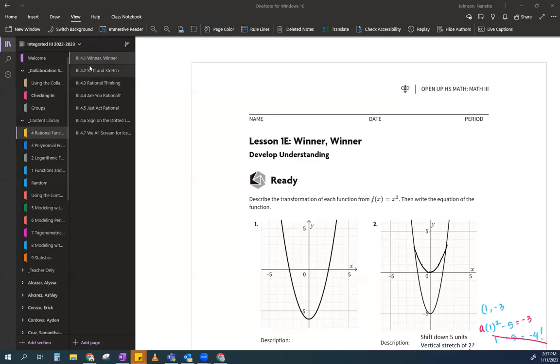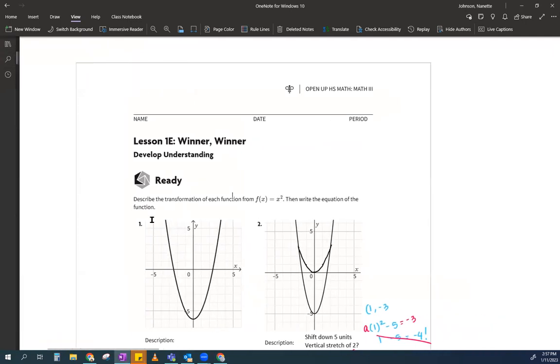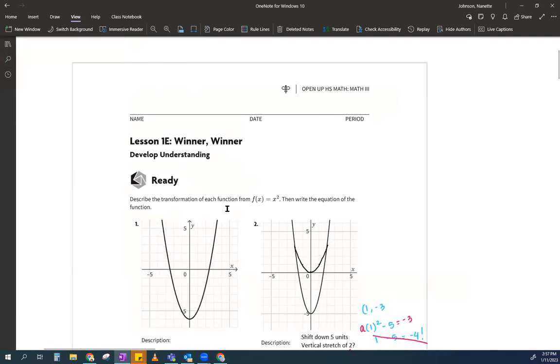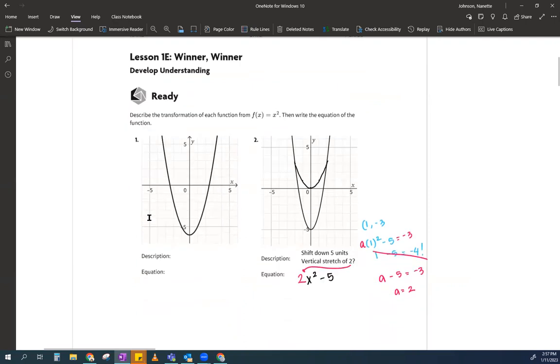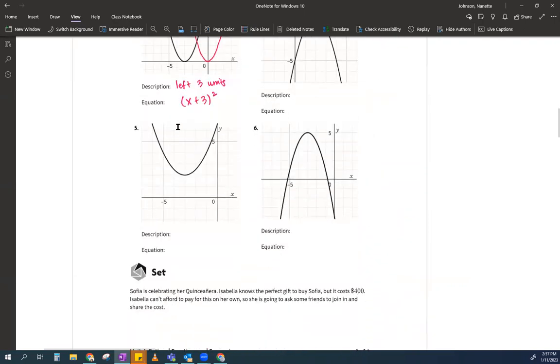All right, so we're going to go over 4.1, ready, set, go, number 5. It says, describe the transformation of each function from f of x equals x squared, then write the equation of the function. So number 5, basically what you're doing is figuring out how did I get from my regular guy that sits right here to here? So anybody see anything that would tell you some of the pieces of the equation?